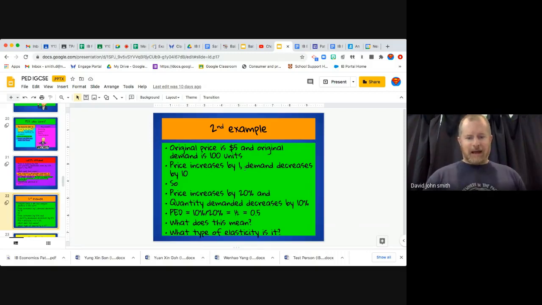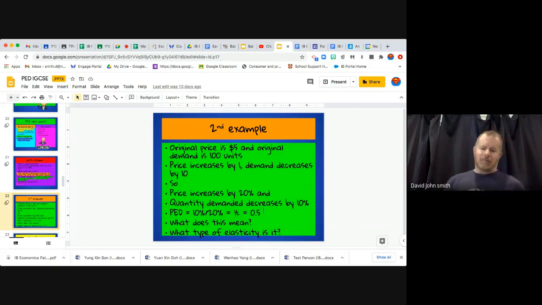Right, so now you haven't been given the percentages, so you know that you need to work them out. Thankfully, I've given you an example where you can do that just by looking at it, because you're mathematicians. You know that $1 in every $5 is the equivalent of 20%, so the price is increased by 20%. You know that 10 expressed as a fraction of 100 is 10%, so 10% is the decrease in quantity demanded. So in this case, you've got 10 divided by 20, or if you like, 1 over 2, or 0.5.